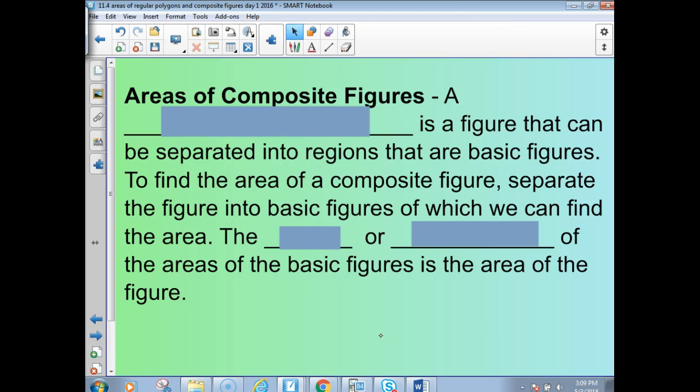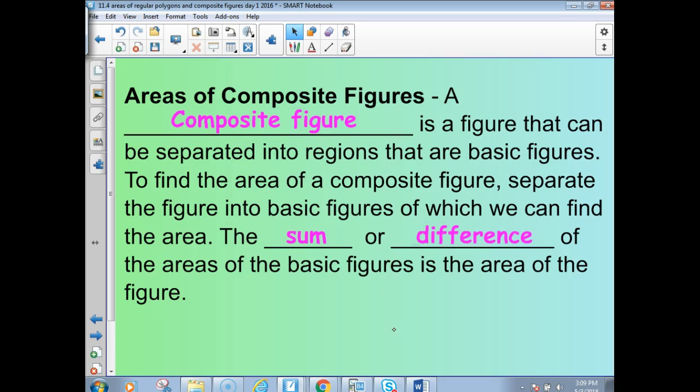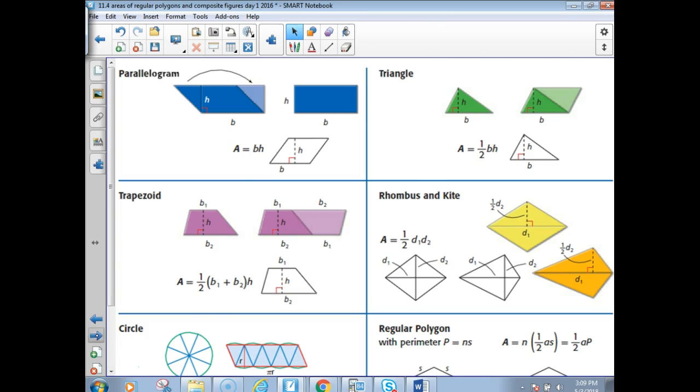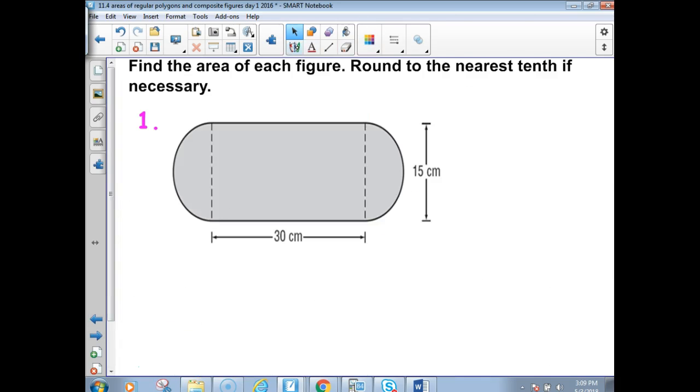Composites. Now we get to do those multi-figures. A composite figure is separated into regions that are basic figures. You might do the sum and you might do the difference. Depends on what you've got. Let's try it. Number 1.